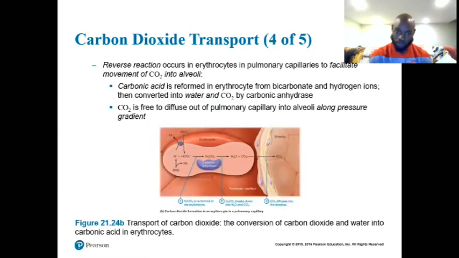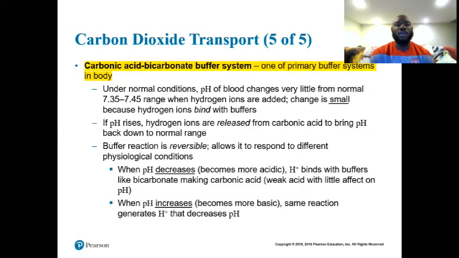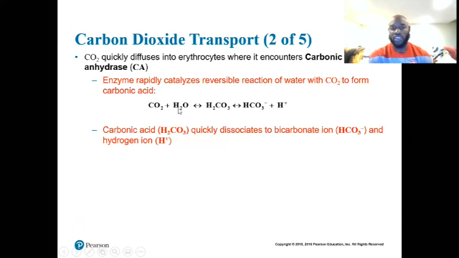Okay, and this carbonic acid bicarbonate buffer system, as I said, 7.35 to 7.45 is the range. And if pH rises, hydrogen ions are released, which is just showing you this equation. If your pH rises, we remember more hydrogen ions lower the pH, so we can release more hydrogen ions. If our pH lowers, we can go the opposite direction with CO2.